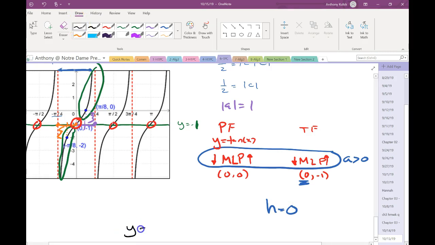So putting this all back together again, I have y equals 1 is my A times tangent of 1 over c times (x minus h) plus k. And since our k was negative 1, I'll just write minus instead of plus and negative.